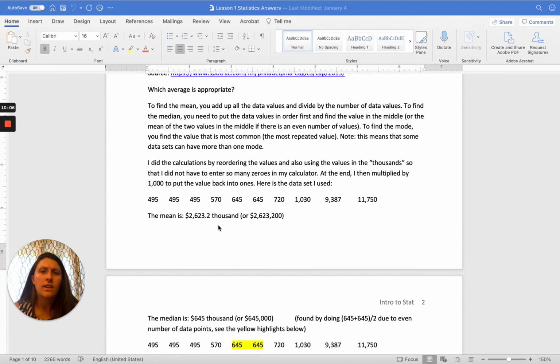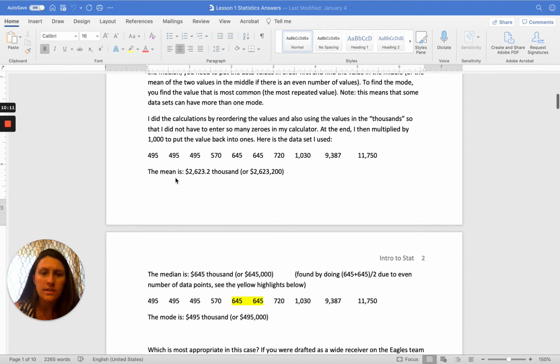I want you to pause your video now for 15 seconds and think about why. Why do outliers bias the mean, but they don't bias the median? So they're not going to move the median. So why is that? Pause your video now and think about that.